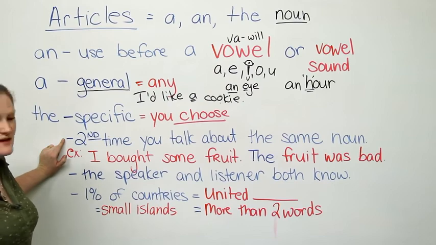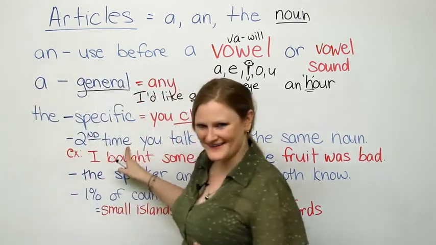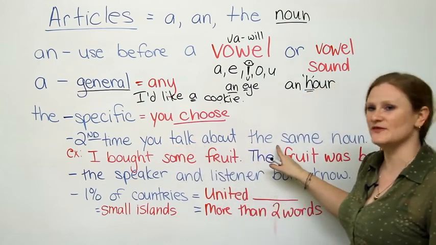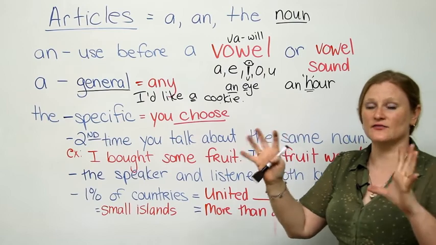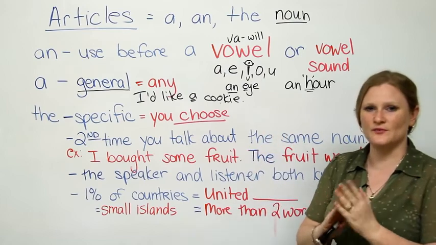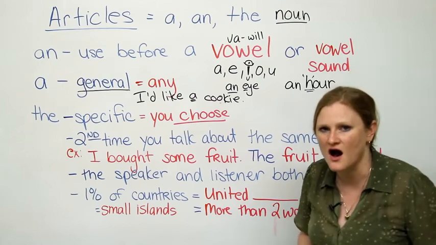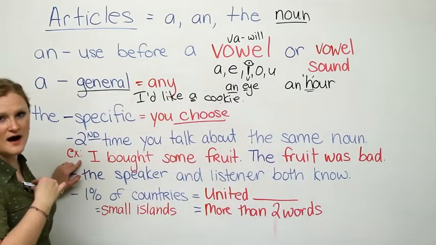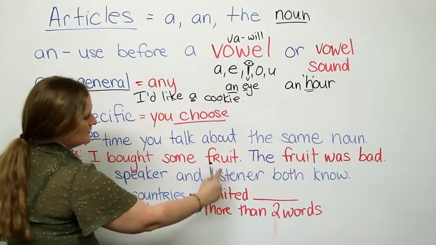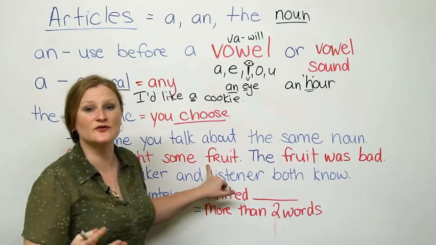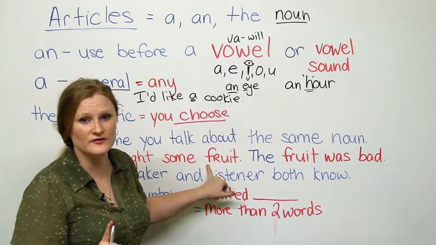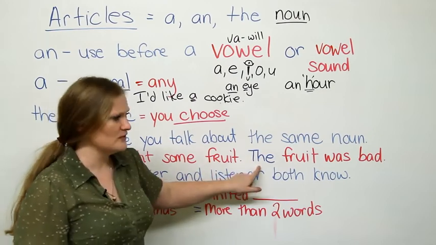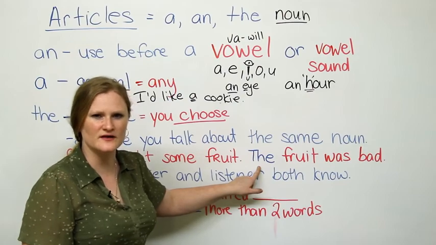Another very confusing thing about the is that the second time you talk about the same noun in a phrase, you have to put the second noun with the. For example, this is a little more difficult. I bought some fruit, okay? Fruit is an uncountable noun. If the noun is uncountable, we do not use an article. I bought some fruit. The fruit was bad.